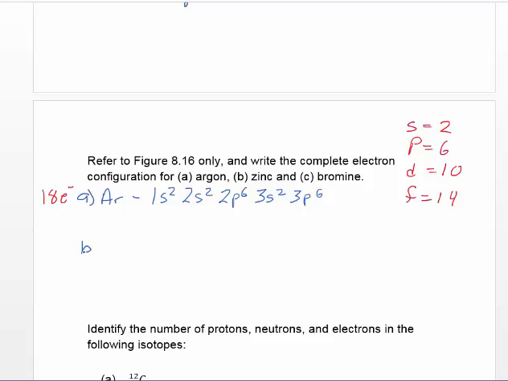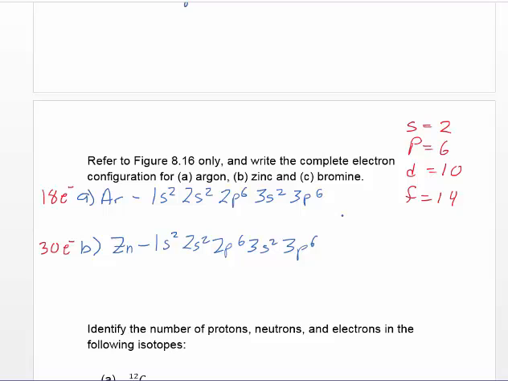So let's look at B here. B is actually zinc. Now again, start off. We've got to figure out how many electrons zinc has, and zinc has 30 electrons. So we've got to go a little bit further with this one. We know we're going to have to fill the first 18 just like this, because that's the order in which they fill. So 1s2, 2s2, 2p6, 3s2, 3p6.